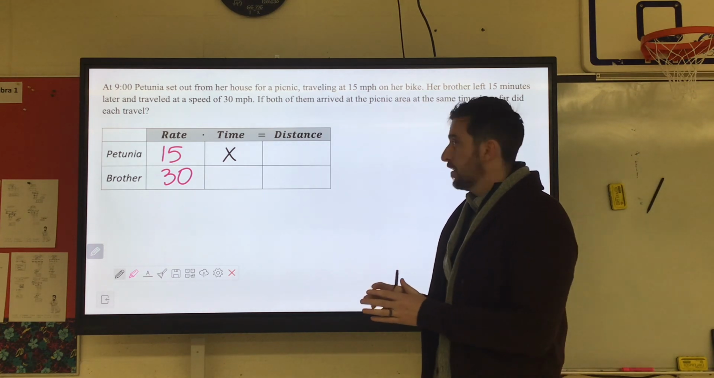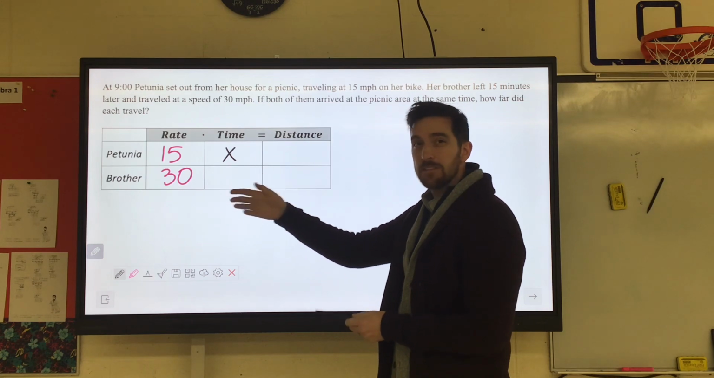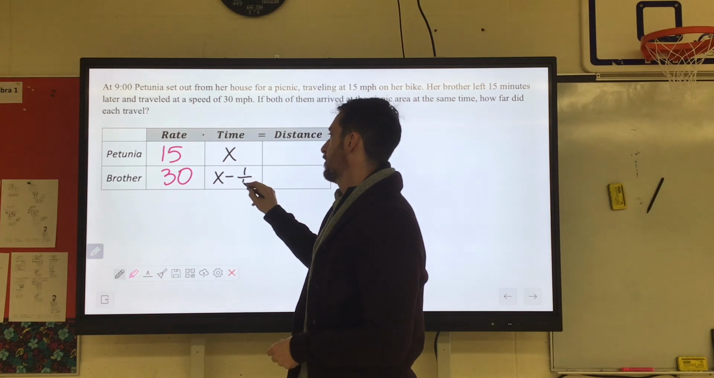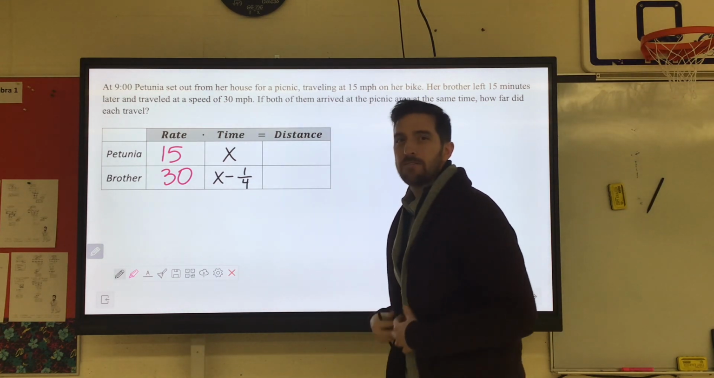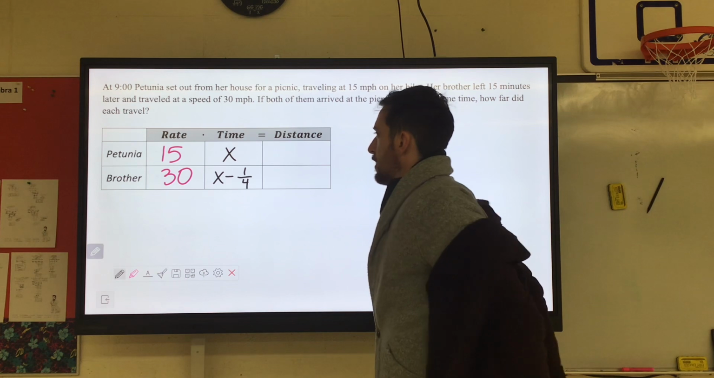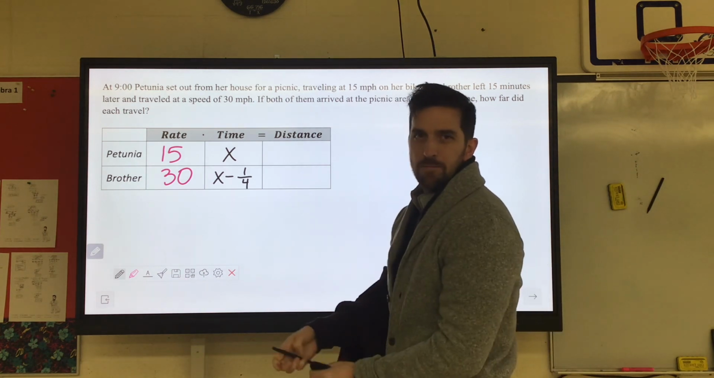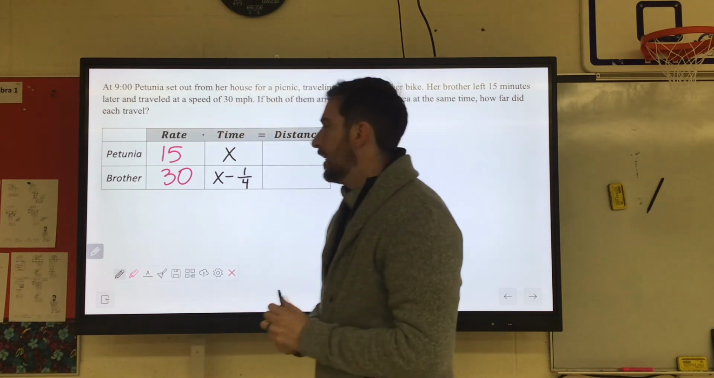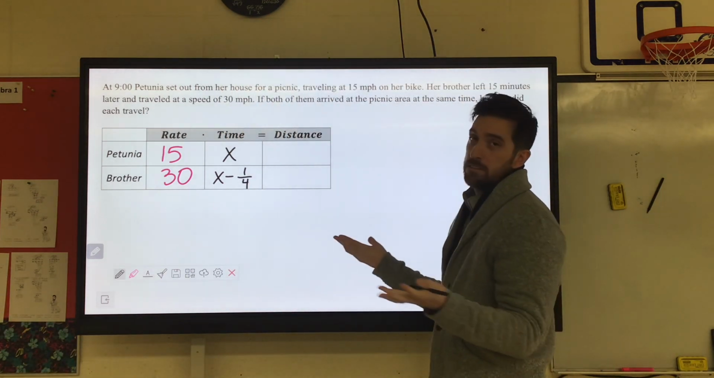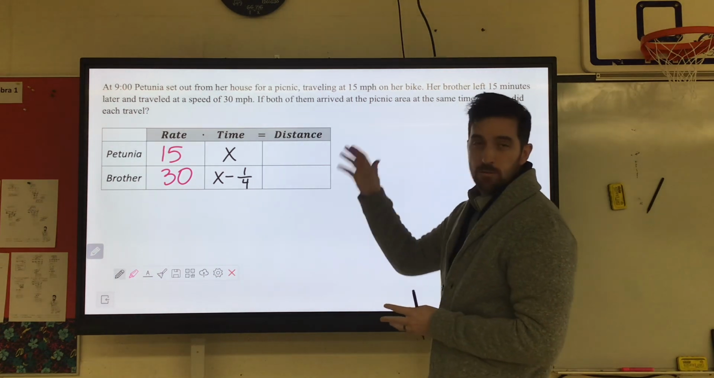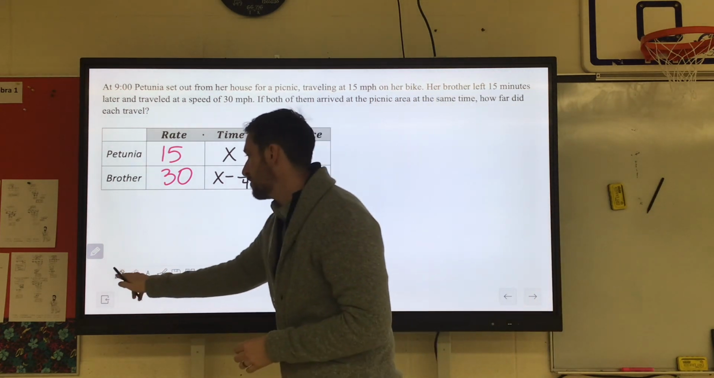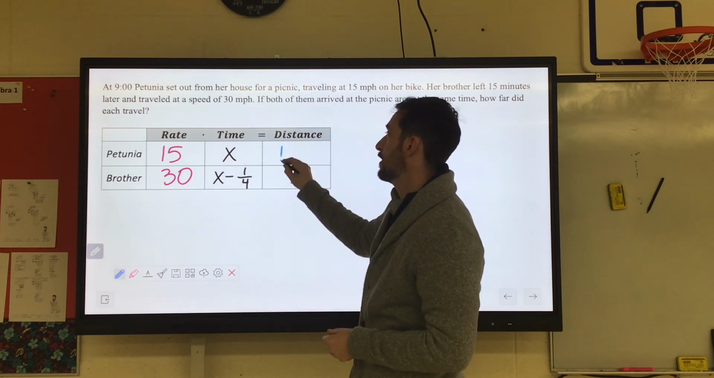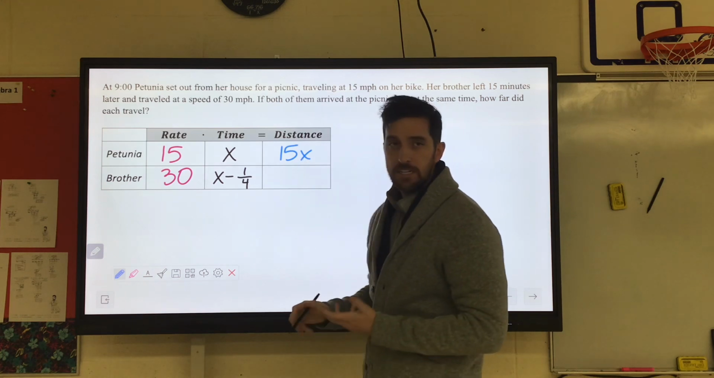So he's driving the exact amount of time minus 1/4 of an hour. So we'll say x minus 1/4. Right? Amount of hours minus 1/4 of an hour. Now you could change that into 0.25 if you want to, whatever helps. And then for the distance, we don't know, but we know that distance equals rate times time. So Petunia's rate was 15, her time was x. If we multiply those together, it'd be 15x.